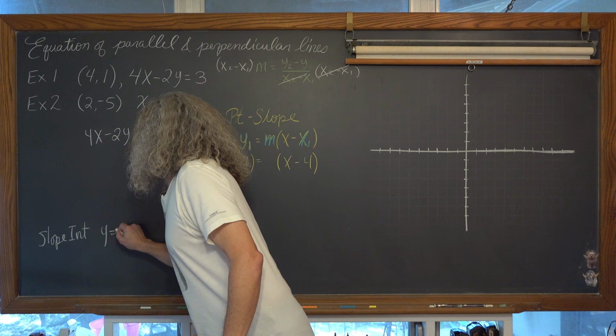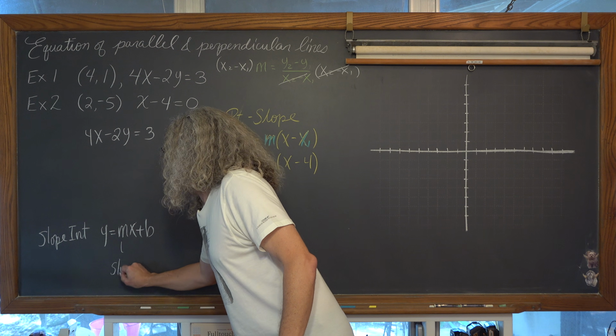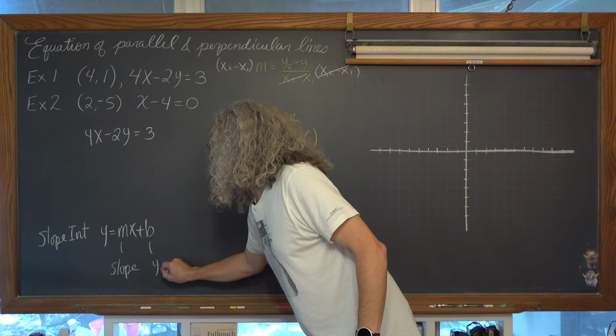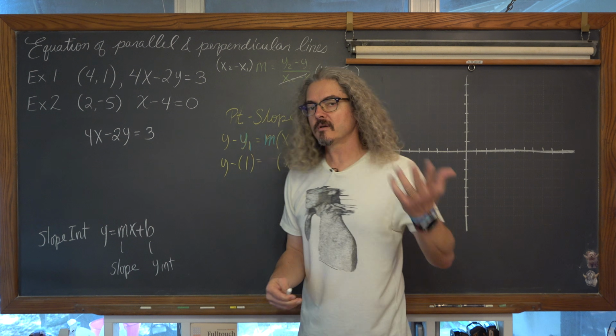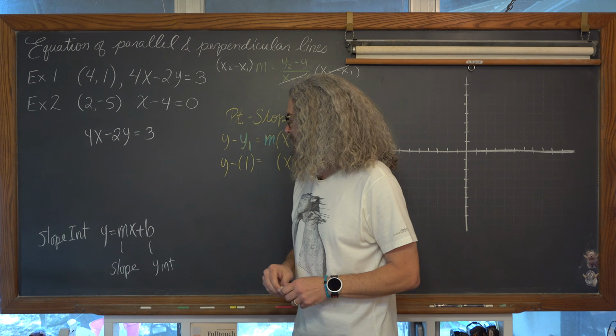which is y is equal to mx plus b, where we can see the slope in front of the variable of x and the y-intercept being that constant that's after the, well, it could be plus or minus, but it's going to be after the term which contains the variable of x.